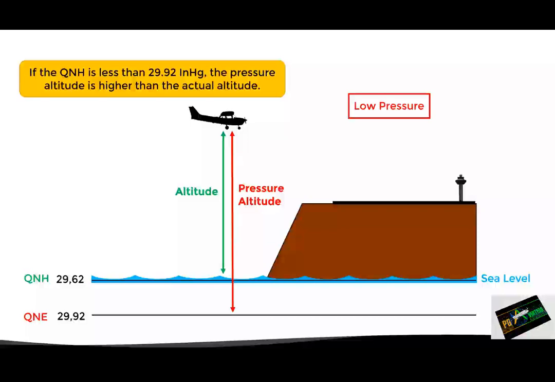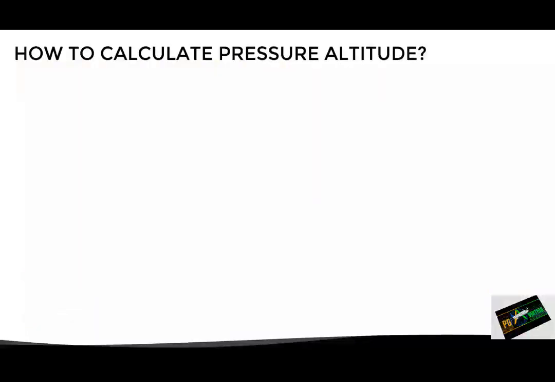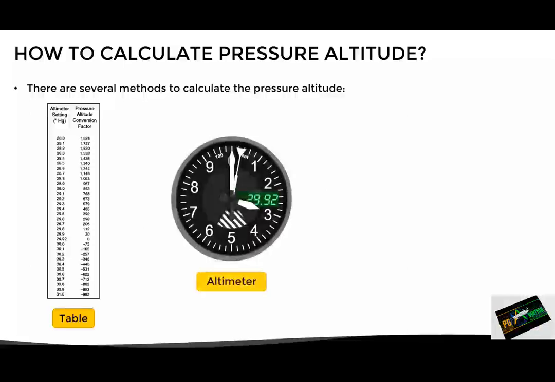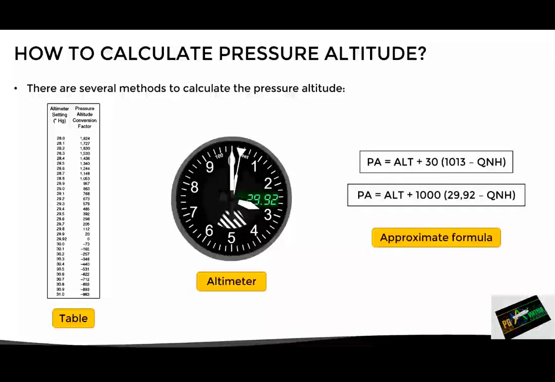Having understood the concept of pressure altitude, let's see how it is calculated. There are several methods to do it. We can use either a table with correction values depending on the QNH, or directly use the altimeter of the aircraft, or use an approximate formula to determine the pressure altitude. Here are some examples of how to use each of these methods to determine pressure altitude. Let's begin with the table.